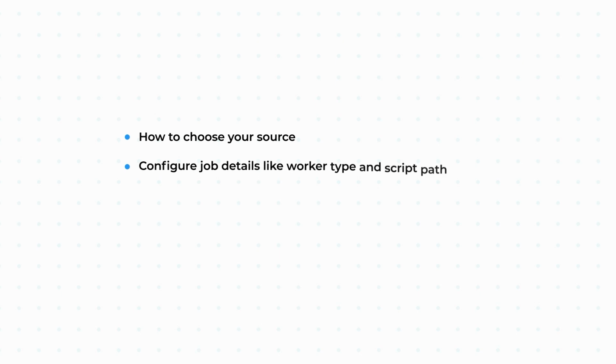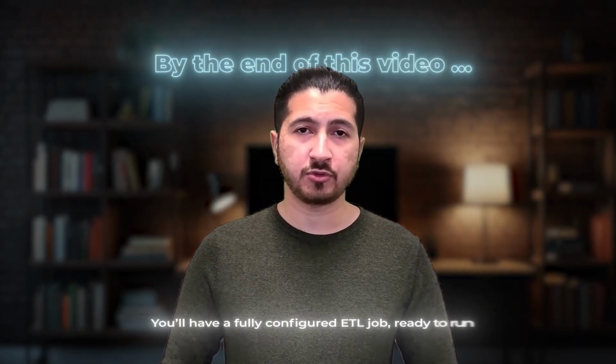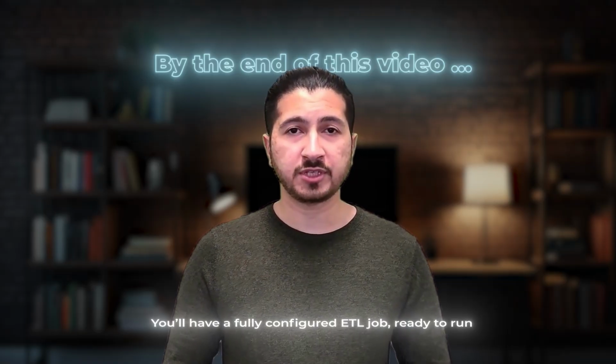We'll cover how to choose your source, configure job details like worker type and script path, preview your data, and add a transformation using the built-in nodes. By the end of this video, you'll have a fully configured ETL job ready to run.